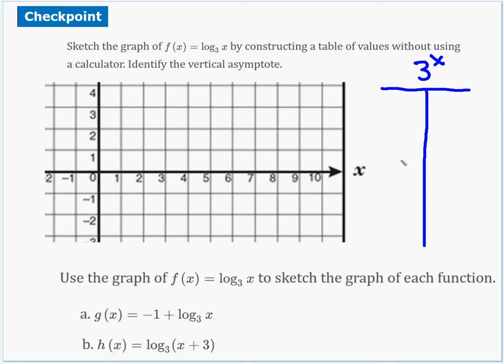I would do x is 0, 1, and 2, negative 1, negative 2. Get your y values and then switch them. Again, here's x, here's y. For the exponential, to do the log graph, just reverse those x's and y's. So pause the video and give that a try.